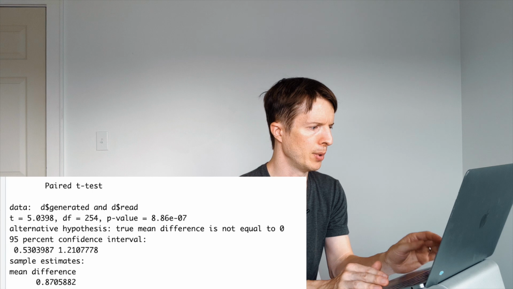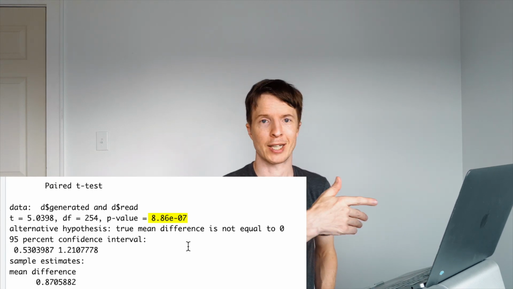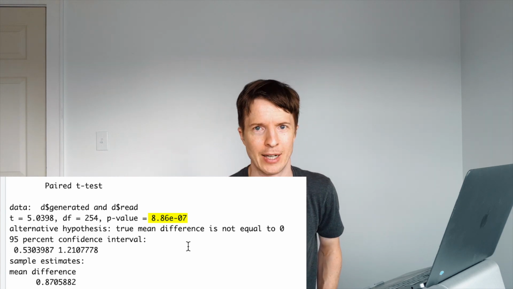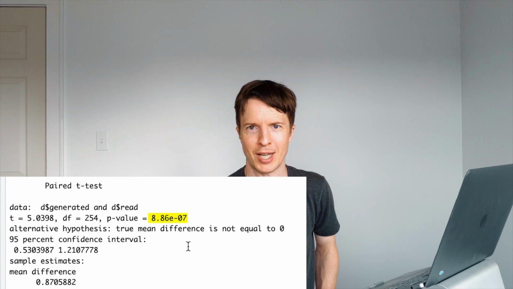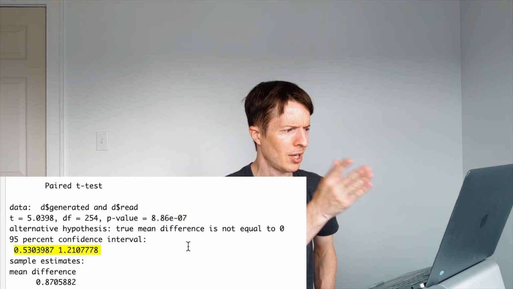Boom. That's the paired t-test. Now look at this p-value. It's like 0.0000009. This is some publishable stuff right here. Highly significant. Confidence interval: zero is nowhere near to be found.